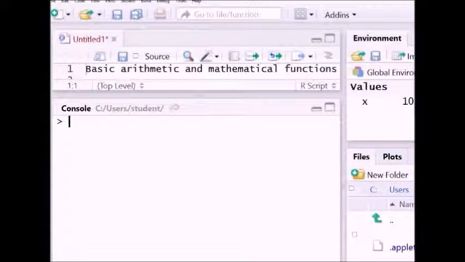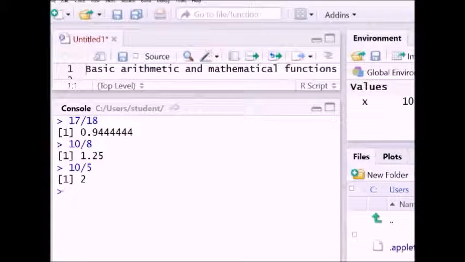Okay. For multiplication, we may use 7 into 8 is equal to 56. 17 into 8 is equal to 136. Now for division, 17 divided by 18 is equal to 0.94. Clear? 10 divided by 8 is equal to 1.25. 10 divided by 5 is equal to 2.